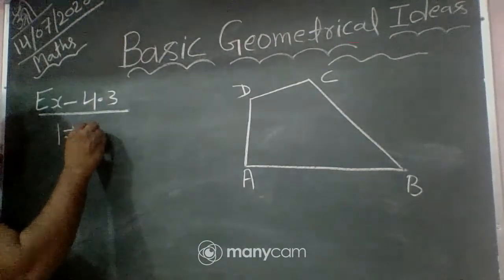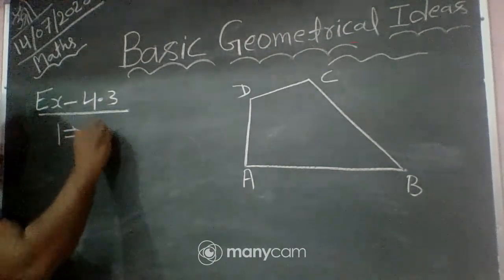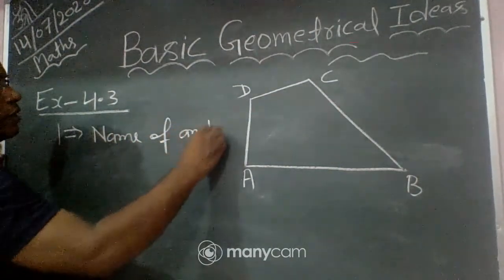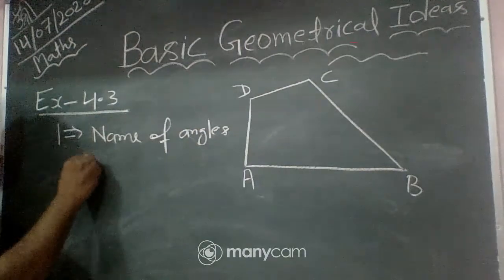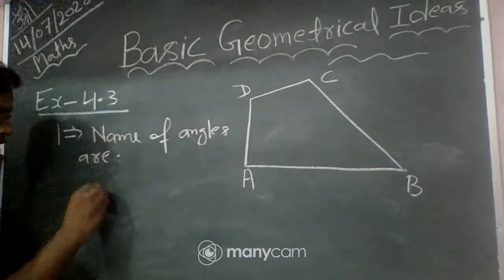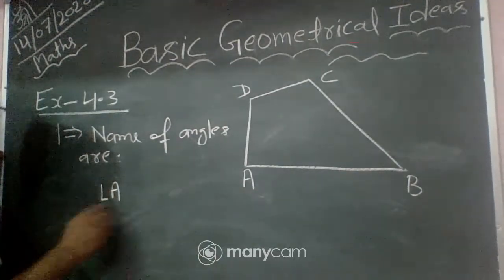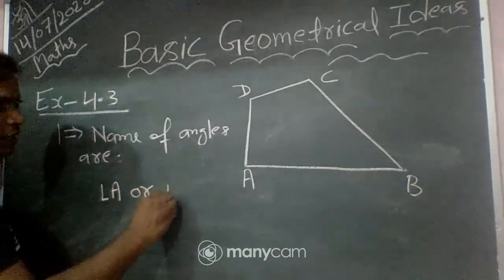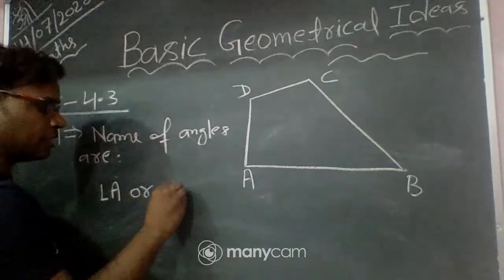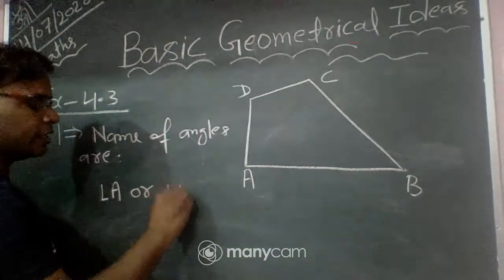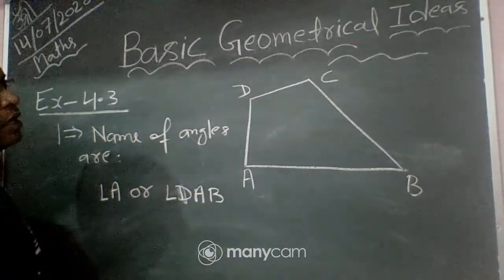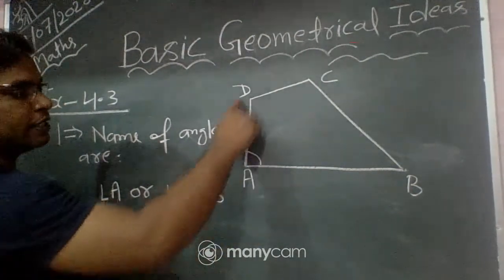So you can write the names of angles in the given figure. You can write angle A, simply angle A, or angle DAB. This is angle A, angle DAB.